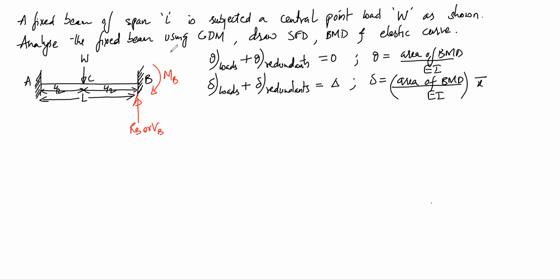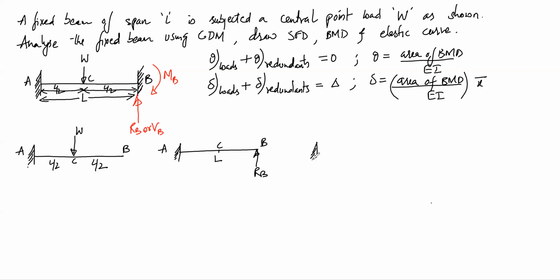And now after choosing the redundants, I can split the beam into three beams. One is a cantilever with point load W. This is L by 2, this is L by 2, point A, point B, point C. One more is a cantilever with redundant RB. This is L. And one more is a cantilever with redundant MB. This is point A, point B, and point C. So I'm splitting the entire fixed beam into three simpler beams.